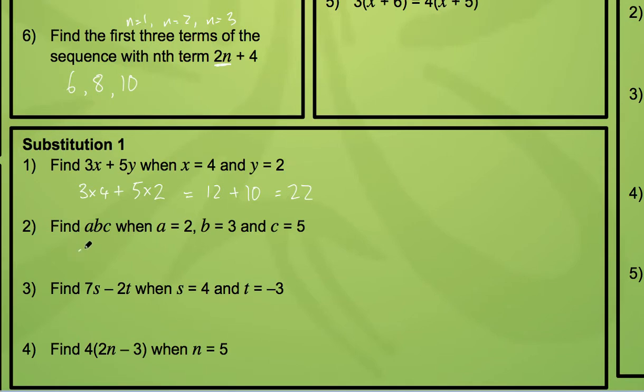ABC means A times by B times by C, so 2 times by 3 times by 5. 2 3s are 6, times by 5 is 30.